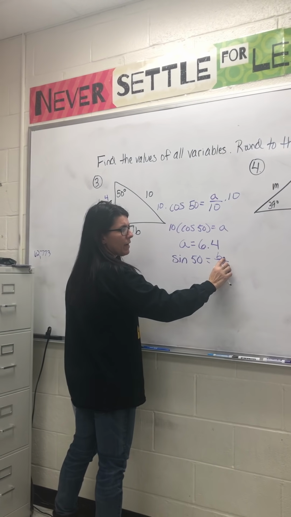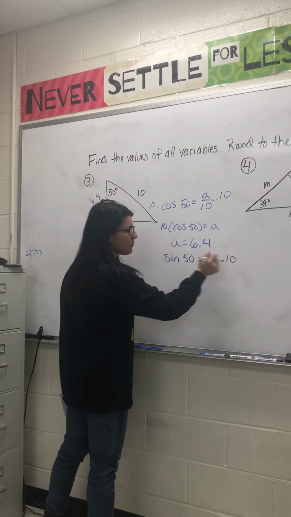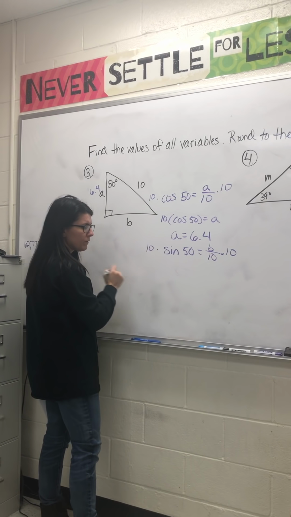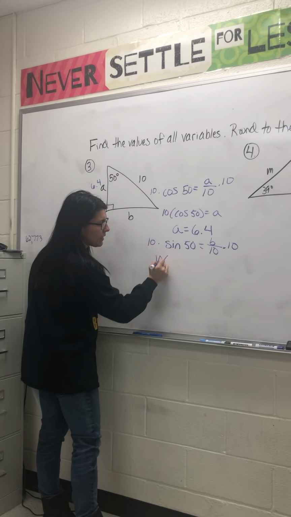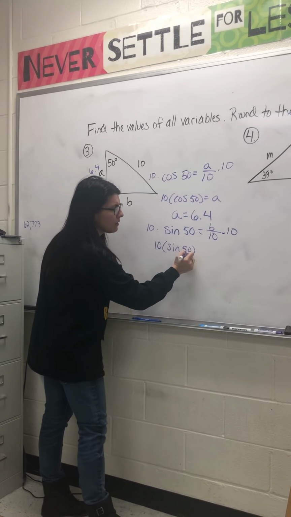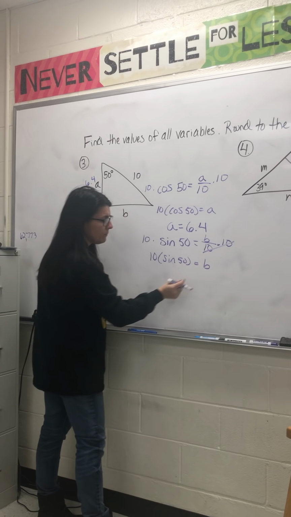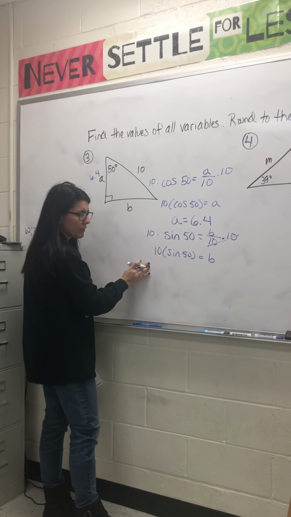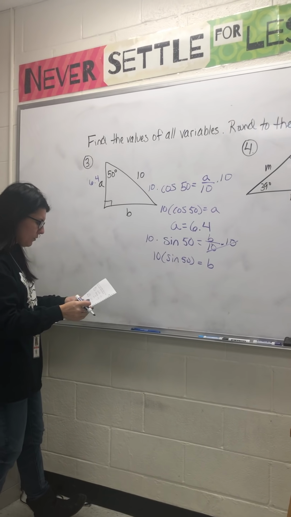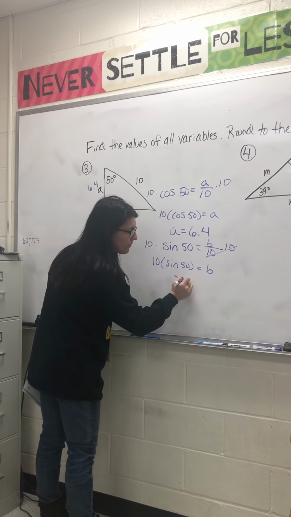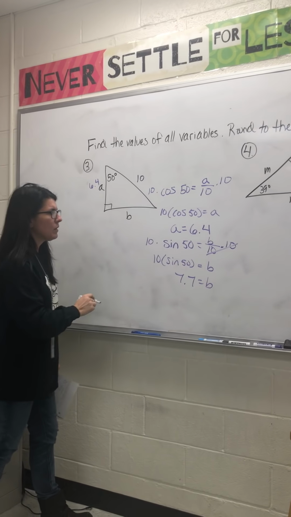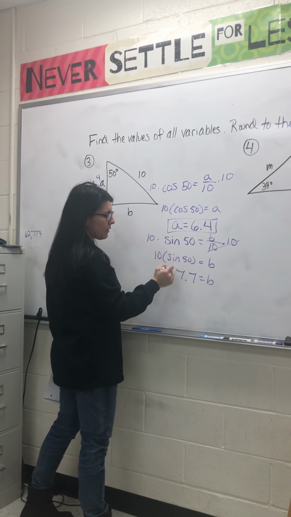So I need to get B by itself. I'm going to multiply both sides by 10 to get that B by itself. On the left, I have 10 times the sine of 50. On the right is just B. This is what you plug into your calculator. And when you do that, you end up with 7.7 as your rounded decimal. So these are the two unknown sides that I was asked to find.